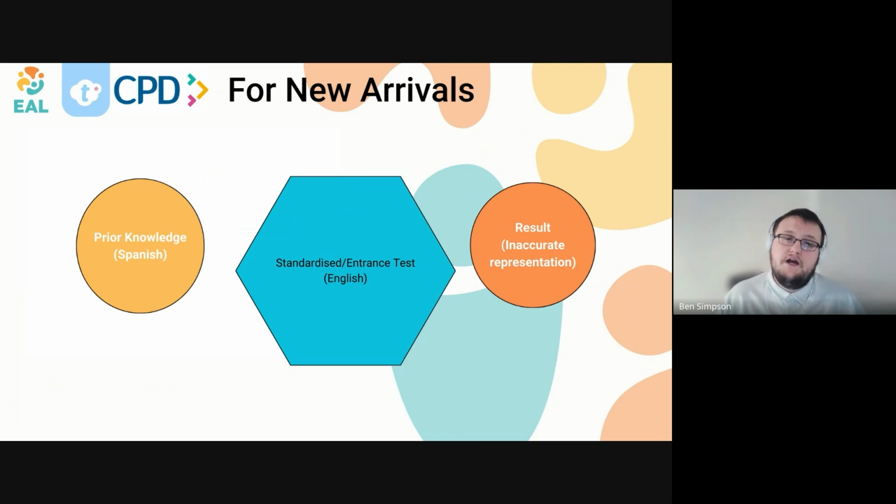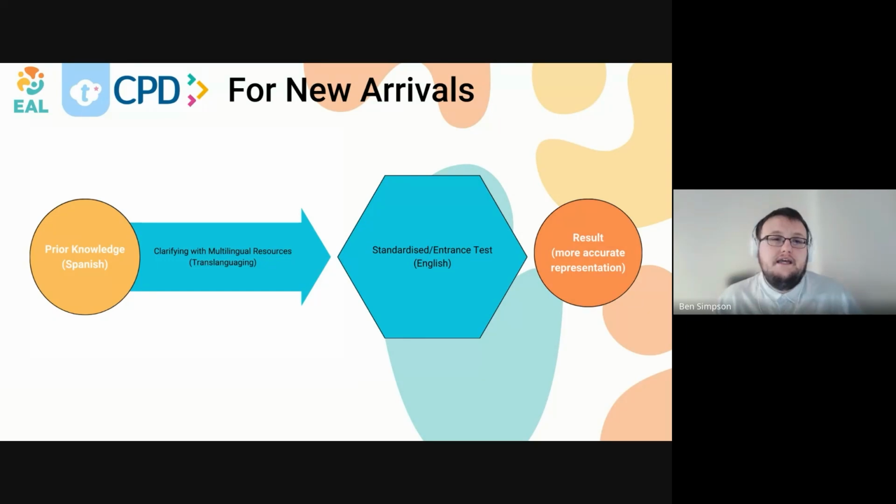So they may fall into the trap of their prior knowledge being in Spanish, they have a standardized or an entrance test in English, and the result can be a little bit inaccurate. We don't have the knowledge unlocked yet. Ways we can deal with that is thinking about the prior knowledge, clarifying with multilingual resources or translanguaging, sitting the standardized or entrance test, and the result will therefore be more accurate. They would have been able to unlock their knowledge in their other language into English through this clarifying process before or during the test. So that's a way that translanguaging can help new arrivals.